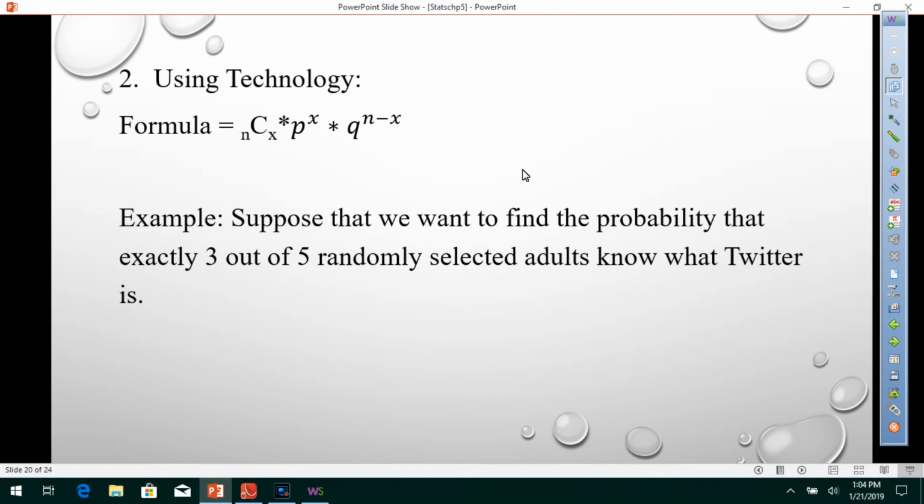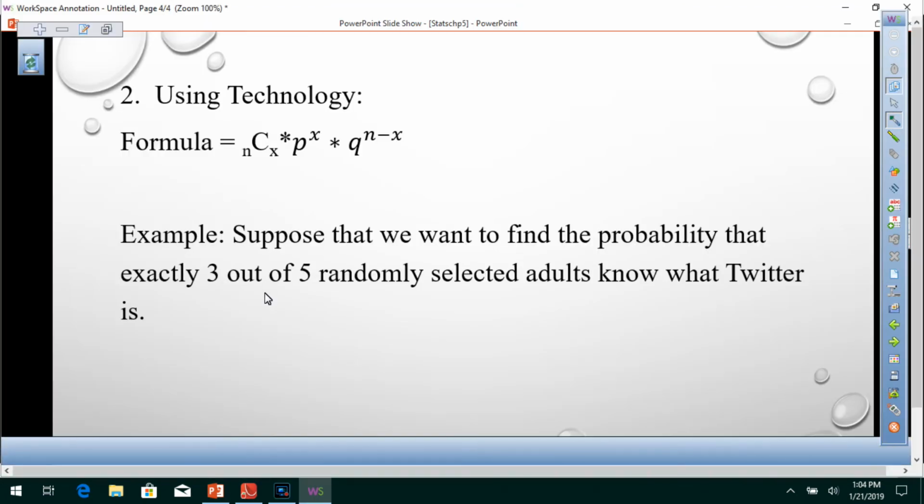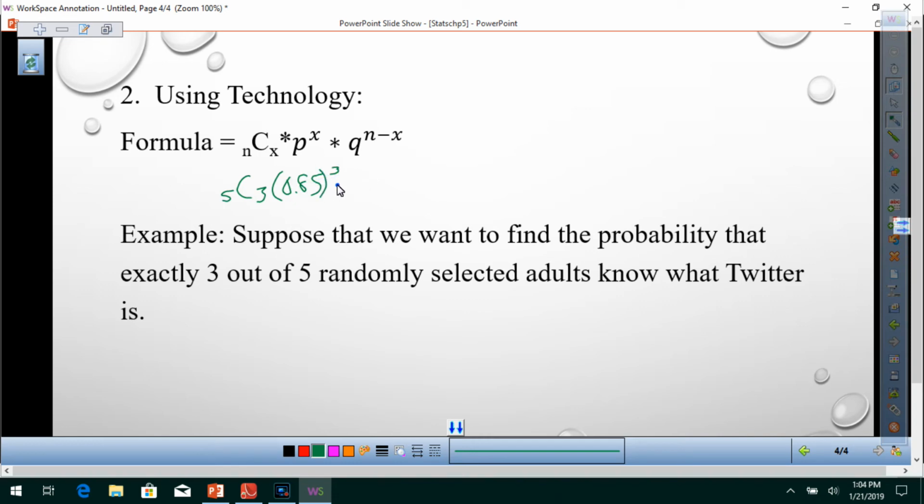And the second method is technology. We're going to use the formula n choose x times p of x times q of n minus x. So in this case, it's going to be 5 choose 3 times 0.85 to the third times 0.15, and 5 minus 3 is 2. Okay, so let's try that.